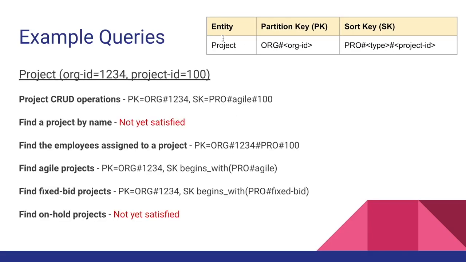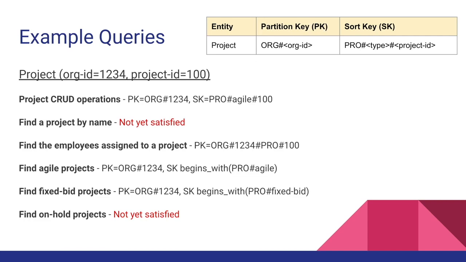Now here's the project entity, and the partition key for the project is org#orgId. For the sort key, we use the prefix PRO# for project and then the type of the project, because if you can remember, we have queries to find different types of projects as well, right? For that, we need this. And then finally, the project ID. Now, I want you to put your attention on the partition key selection for our entities.